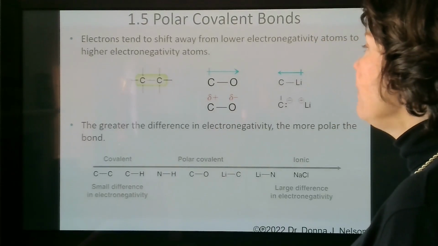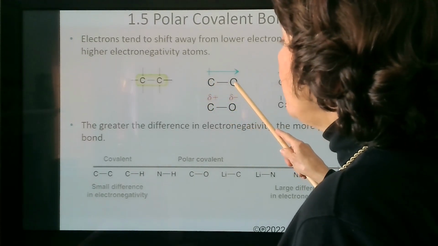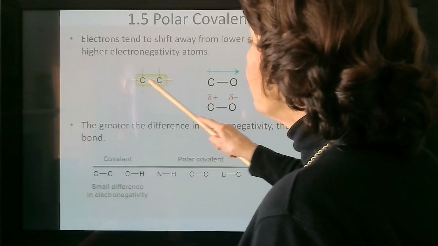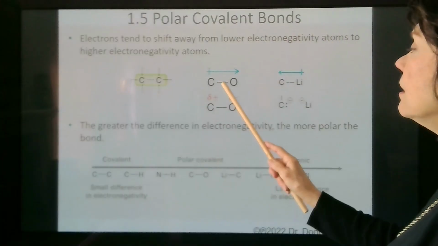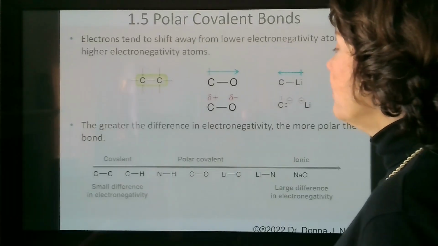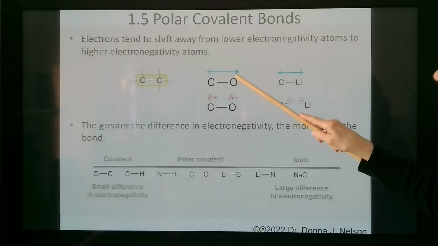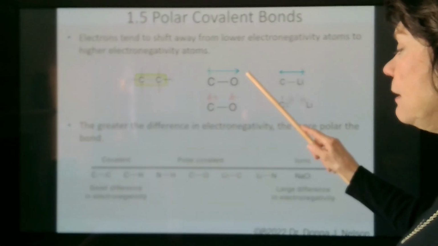Electrons tend to shift away from the lower electronegativity atoms. So here, the bond's polarized. So for example, here, the electron density is residing about equally on the 2 carbons. Here, in a carbon-oxygen bond, the electron density is shifted towards oxygen because oxygen is higher in electronegativity.